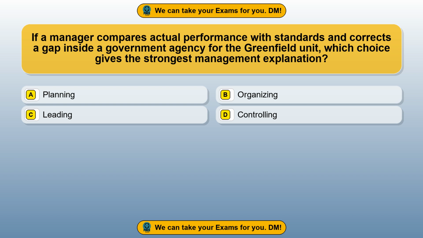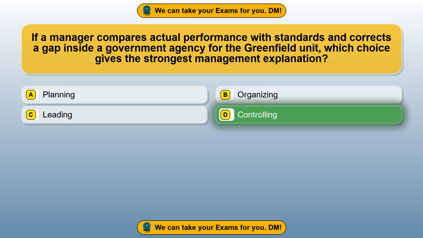Greenfield unit, which choice gives the strongest management explanation? Option A, planning. Option B, organizing. Option C, leading. Option D, controlling. The correct answer is option D, controlling.